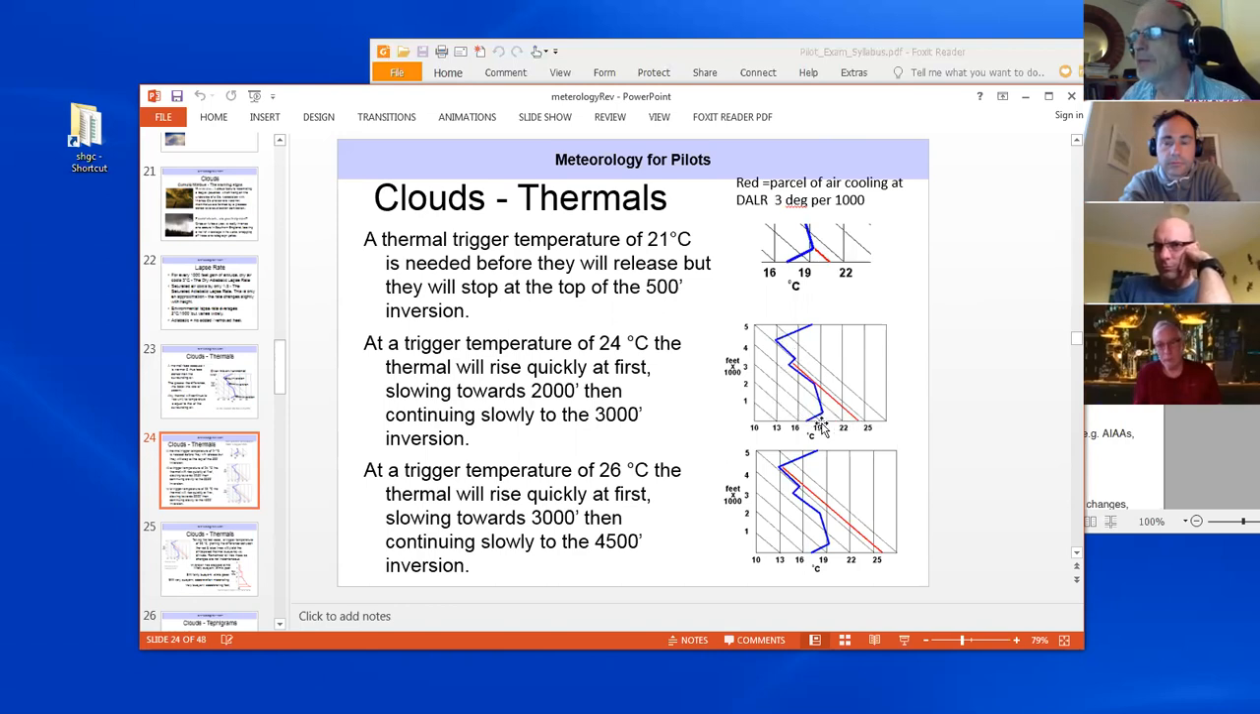In the same condition, if the trigger temperature was higher at 24 degrees, then you can see that it's going to skip this inversion and hit this second one here, before it stops rising. In the third example, if it was at a higher temperature, it would go up very fast at the beginning, slow down, miss this inversion and this inversion, and get stopped by the third one. And that's what those diagrams are showing.